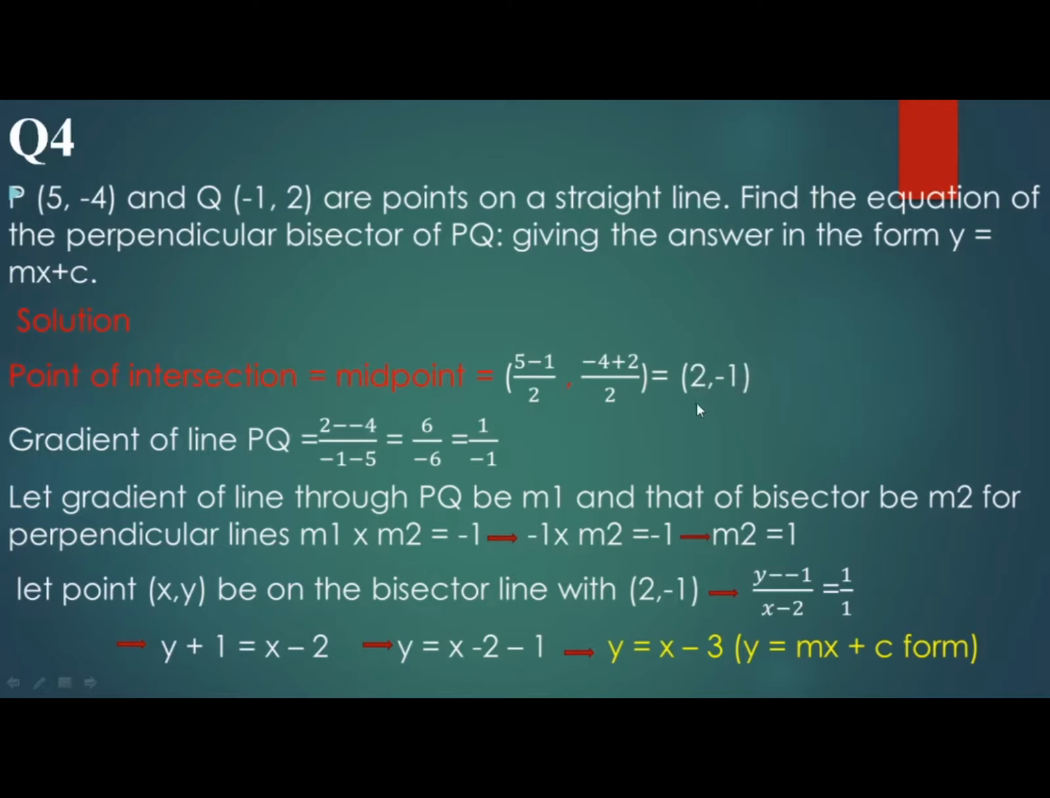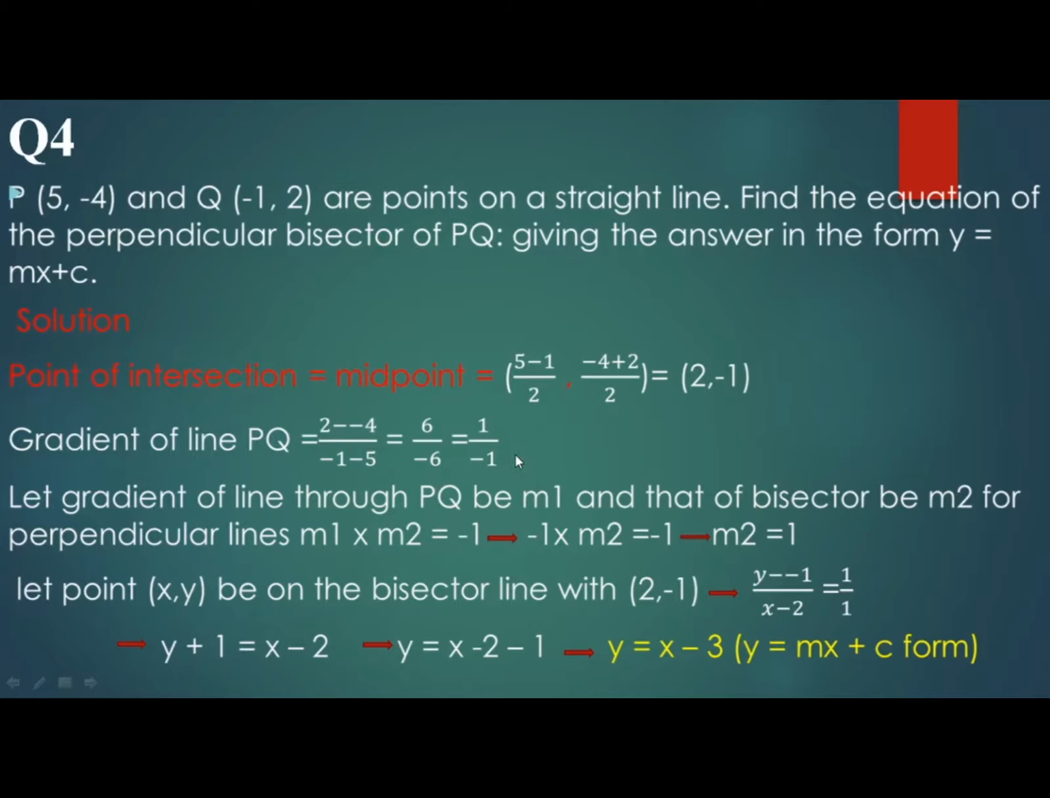So it could be the gradient. Remember the gradient of this line, because they are perpendicular. They are perpendicular. So the gradient of this line, first of all, we find 2 minus 4 all over negative 1 minus 5. This gives 6 over negative 6, which is 1 over negative 1. Remember, m1 times m2, when they are perpendicular, equals negative 1.